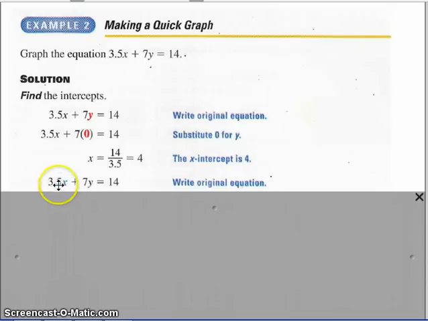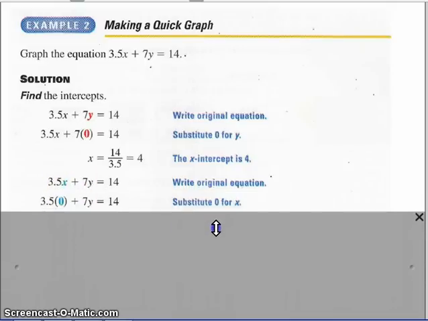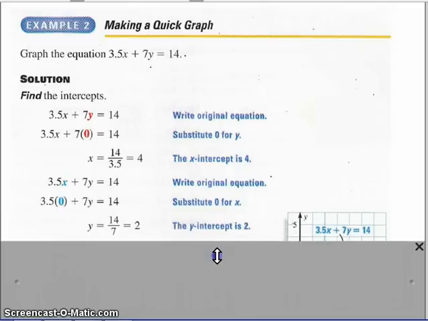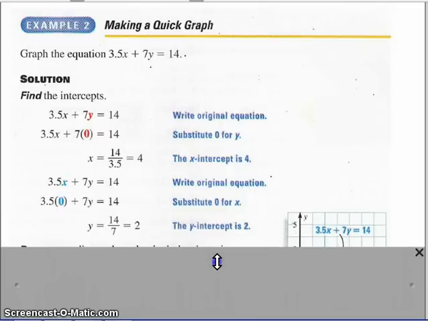Now let's look at the y situation. They've done it in blue here. If they put in 0 for x, then this washes away. 3.5 times 0, anything times 0 is 0. So all I'm left with is 7y equals 14. So y equals 14 over 7, which is 2. And the y-intercept is 2.